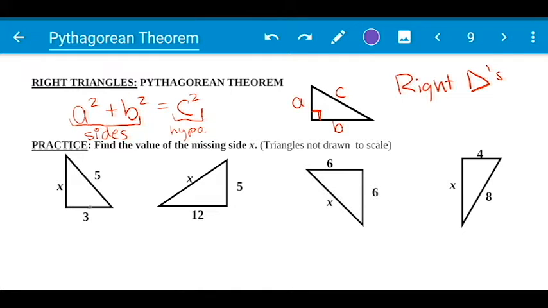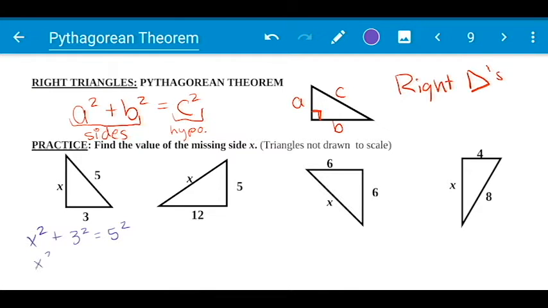So in this first triangle, we have x, 3, and 5. We're going to try to find the length of the missing side x. So we're going to do a squared, which is x squared, plus b squared, which is 3 squared, equals c squared, which is our hypotenuse, so it's going to be 5 squared.